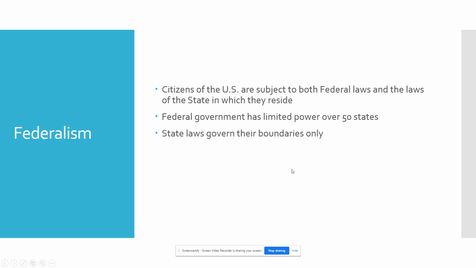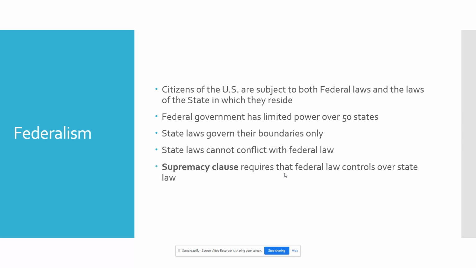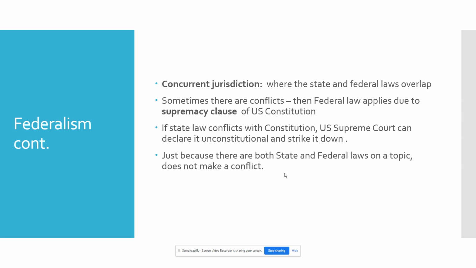State laws govern only within their boundaries, so when I go to Wisconsin, I don't have to follow Illinois law. And state laws cannot conflict with federal law. If they conflict, the supremacy clause of the United States Constitution requires that the federal law wins and the state law has to suffer. Sometimes federal and state law overlap. We call that concurrent jurisdiction.